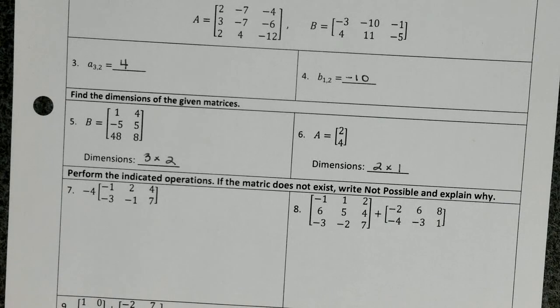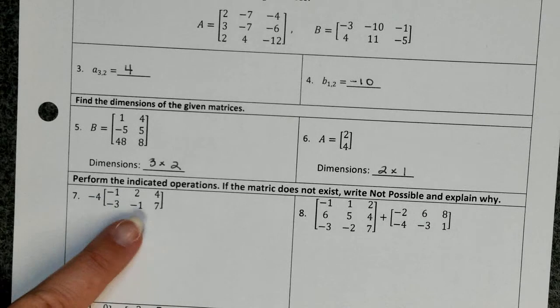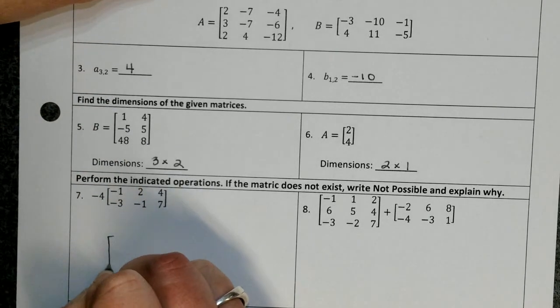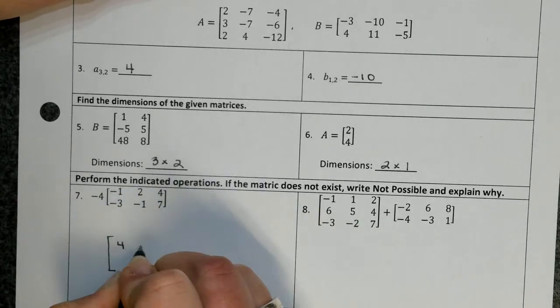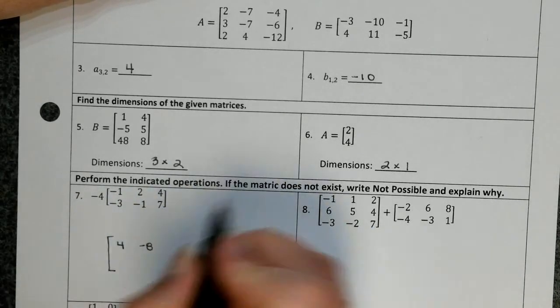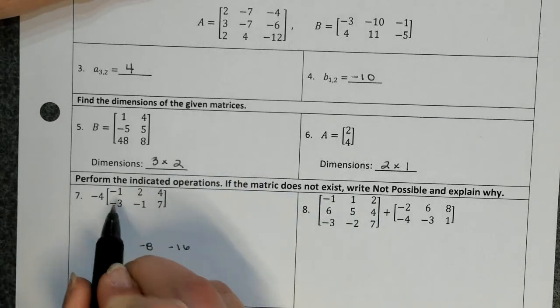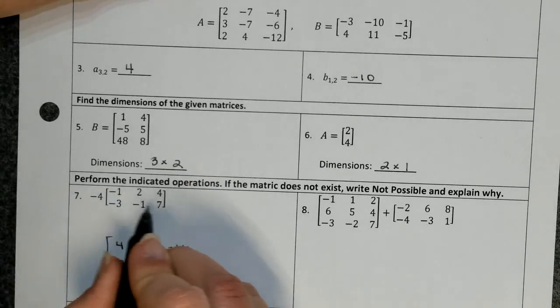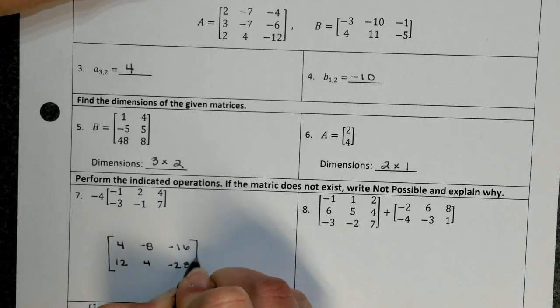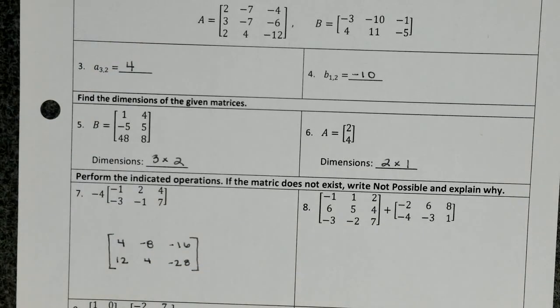Okay, number 7. How do I do this one, number 3? You multiply the negative 4 by each element on the inside. So, negative 4 times negative 1 is a positive 4. Negative 4 times 2 is negative 8. Negative 4 times 4 is negative 16. Negative 4 times negative 3 is a positive 12. Negative 4 times negative 1 is 4. Negative 4 times 7 is negative 28. So far, so good.